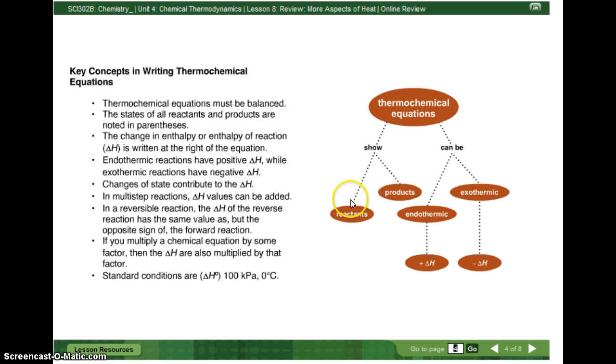Thermochemical equations show reactants and products. Thermochemical equations can be endothermic, which is a positive delta H, meaning they're taking heat in. Thermochemical reactions can be exothermic with a negative delta H, meaning they are letting heat out.